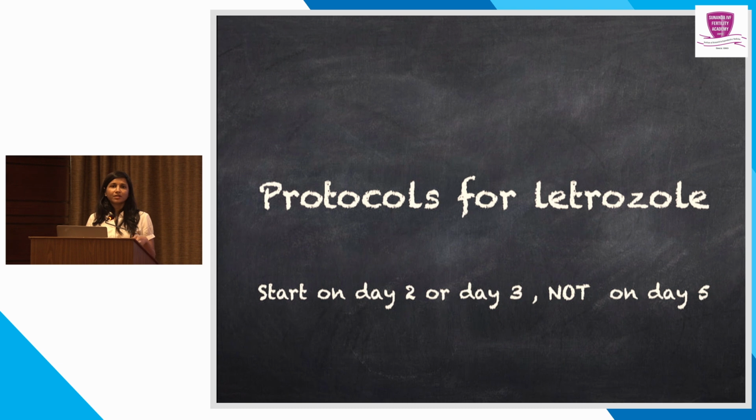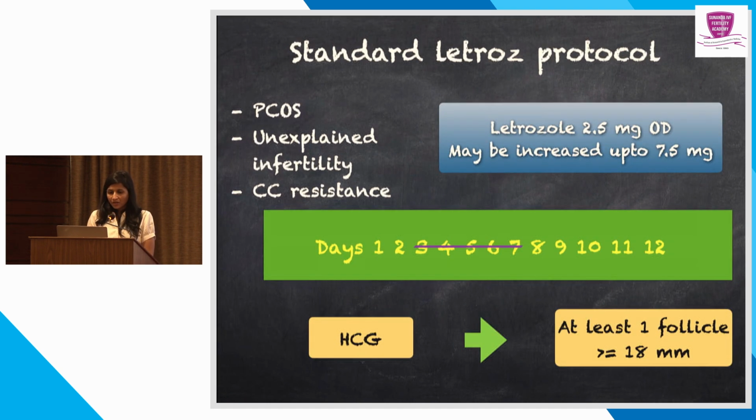The conventional protocol, we all know, is to start from day 2 or 3. In PCOS, if the lady is anovulatory and not getting cycles without withdrawal, you can start even on day 10 of the cycle. Just do a sonography, and if the endometrium is thin and both ovaries are quiet, you can still start ovarian induction at that time in PCOS. This is the standard protocol which we use in PCOS patients and unexplained infertility.